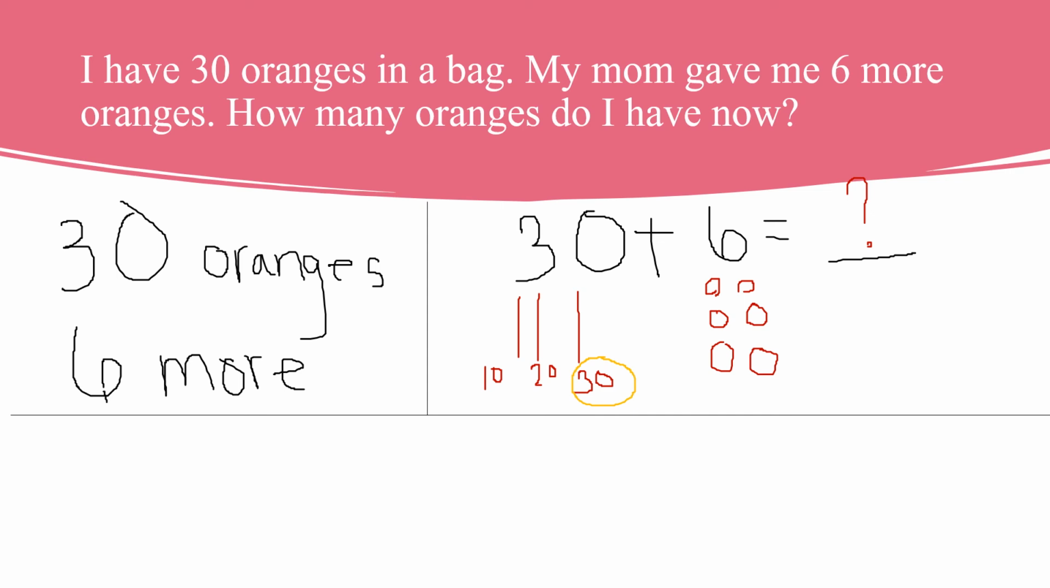So now, in order to solve this problem, I'm going to write plus, and now I'm going to figure out how much it is by counting them. So let's see. 10, 20, 30, 31, 32, 33, 34, 35, 36. So I could tell that I have 36.